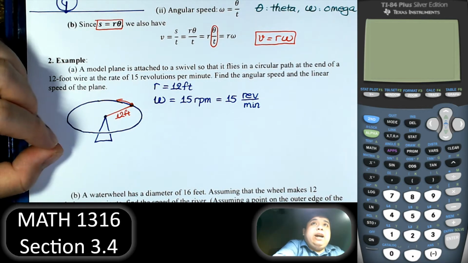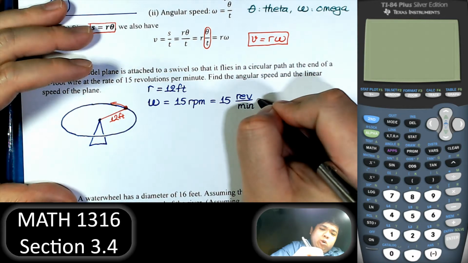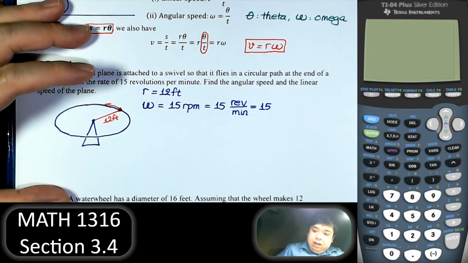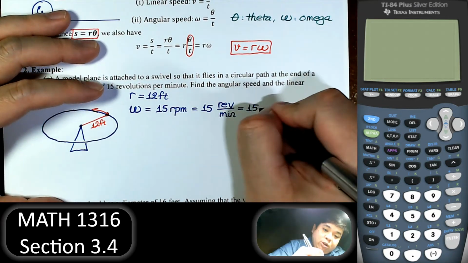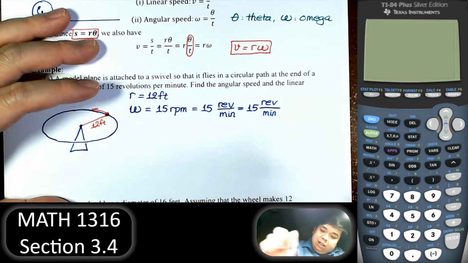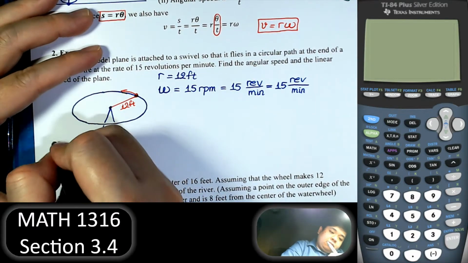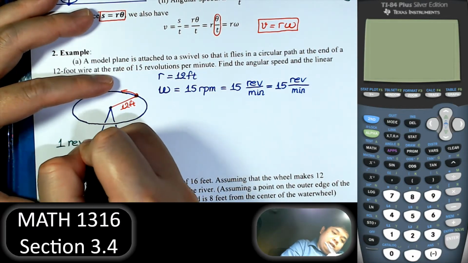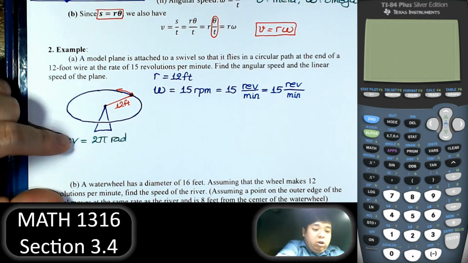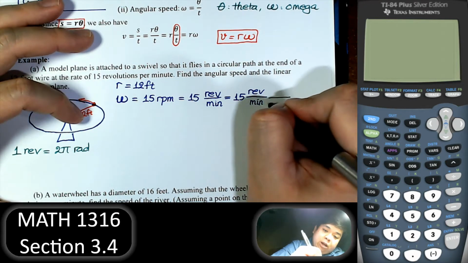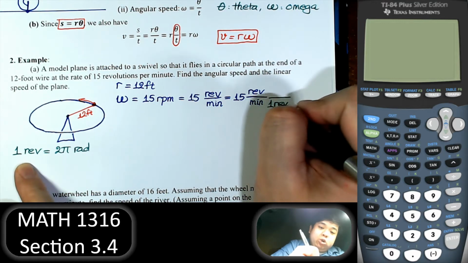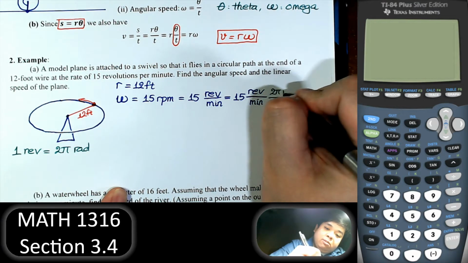We have that. Now, of course, that works, but usually revolution is not a unit that we can calculate with, so we prefer to use radians. And this is where we do the conversion factor. Note that 1 revolution is equal to 2 pi radians, right? Now, since we do not want revolution, we're going to put the revolution at the bottom so it will cancel out. And because we put the 1 revolution at the bottom, we have 2 pi radians on the top.